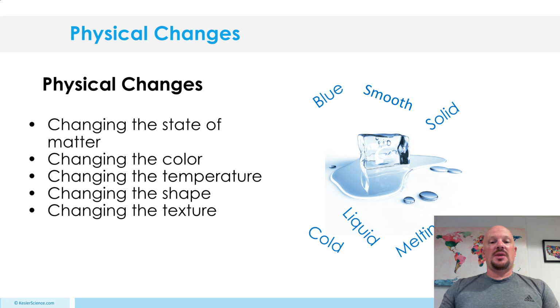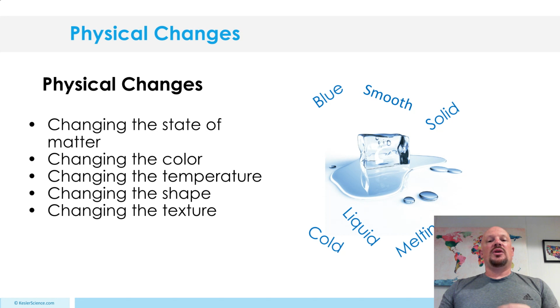It can also change the shape of something. When you tear a piece of paper in half, it changes the shape of that paper, but it's still paper. Or changing the texture. If you were to go down to the tech class and grab a piece of wood and some sandpaper and begin to sand that down, you'd be changing the texture of the wood, but it would still be wood.